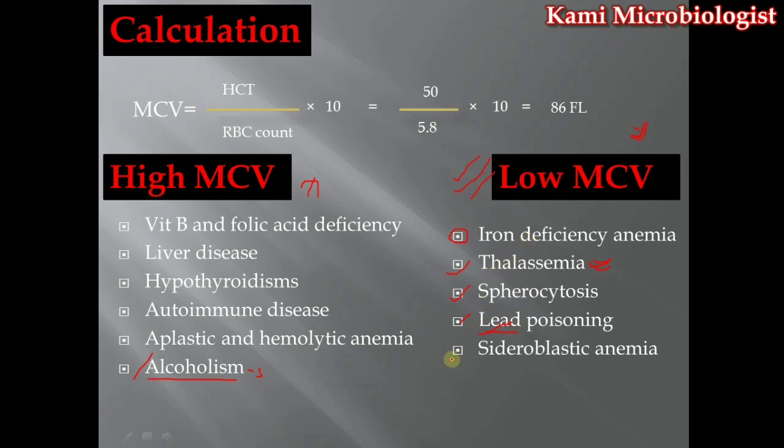Then we have sideroblastic anemia, in which the iron concentration is high but the RBC concentration is low. So if there is low RBC concentration and high iron concentration, the RBC size also becomes small. So these are the conditions in which the MCV value gets low. So that's all about the MCV.